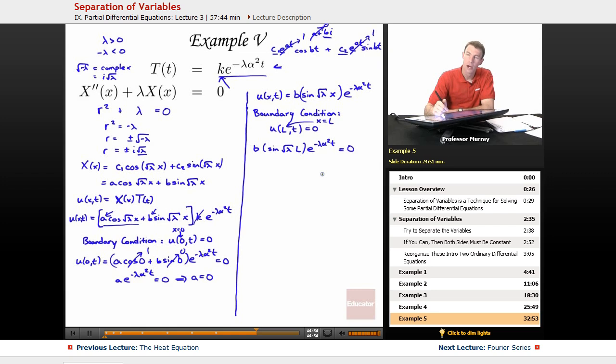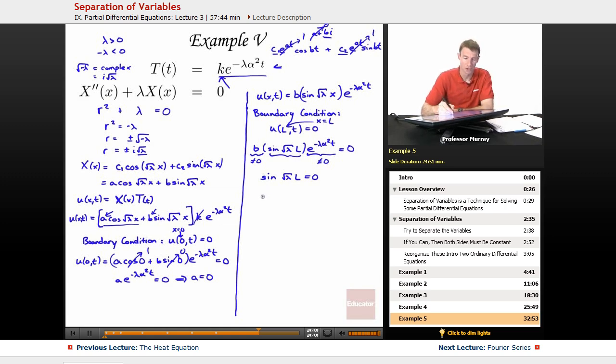And also, our e to the negative lambda alpha squared t, we don't want that to be 0 because an e function can never be 0, so that's never 0. I don't want to set b to be equal to 0 because otherwise my whole solution disappears. And so what I'm forced to look at is the idea that sine of root lambda L is equal to 0. And so I have to figure out what my possibilities there are to make sine of root lambda L equal to 0.